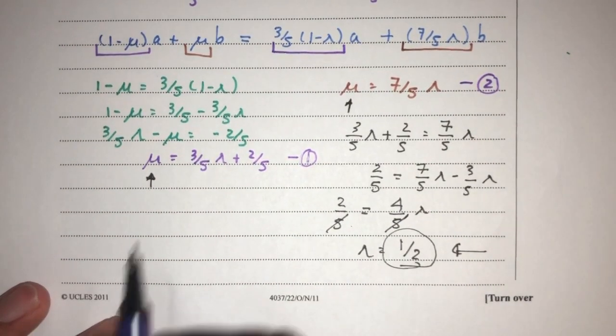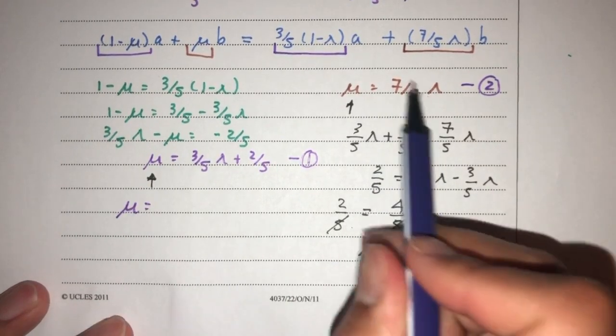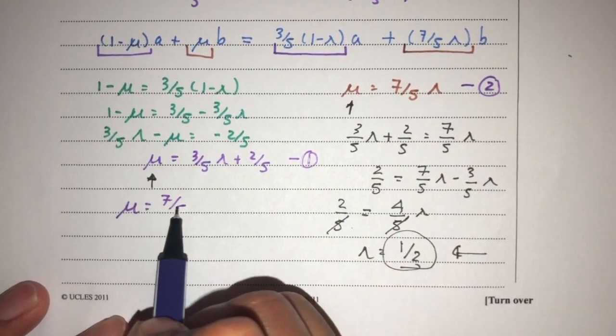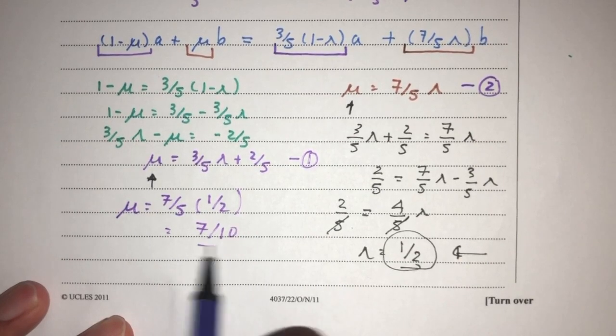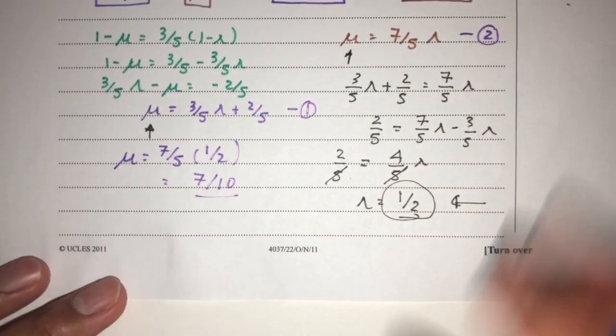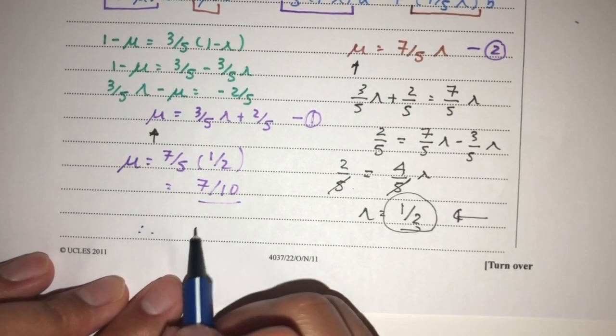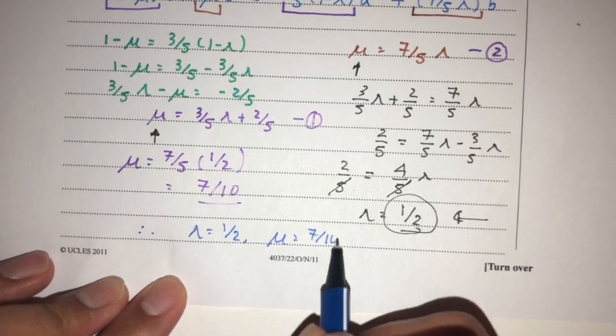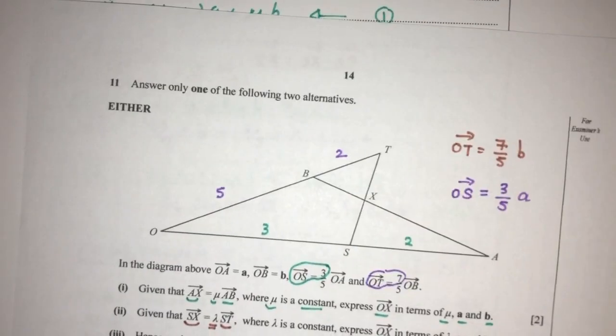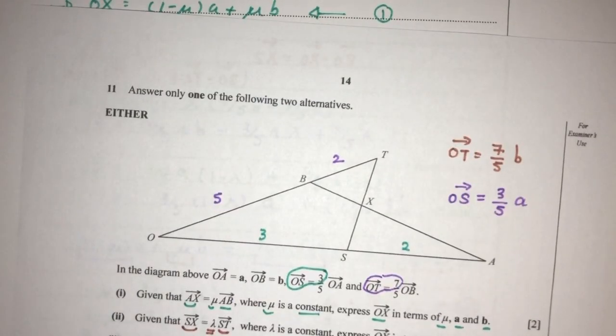Now find the value of mu. Replace back in your main equation. That will be 7 over 5 times half. That will be 7 over 10. So finally we conclude that by solving simultaneous equation, lambda has to be half and mu has to be 7 over 10. Okay, and that is for part 1 of the either of the question.